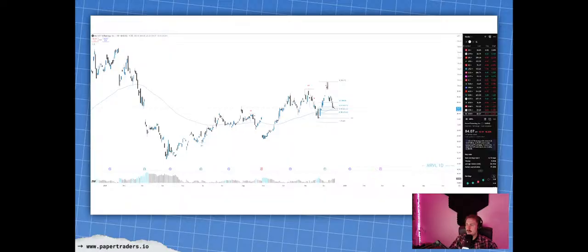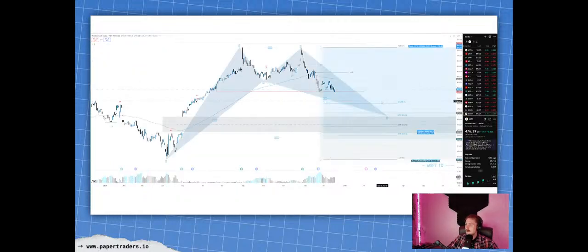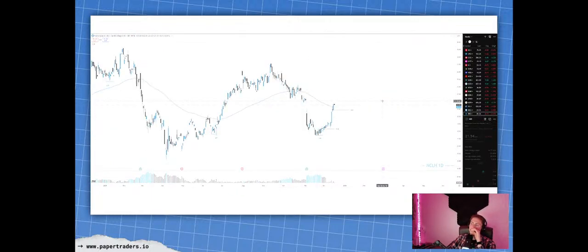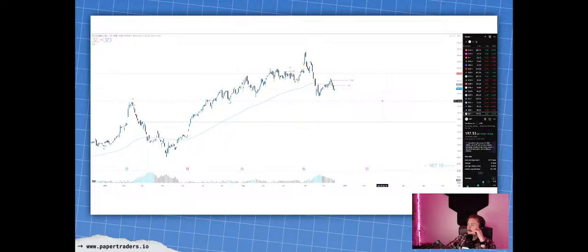So yeah, Marvell tapping into the range here, combined with the 200 EMA. Let's see, Microsoft still could see a little bit of downside.